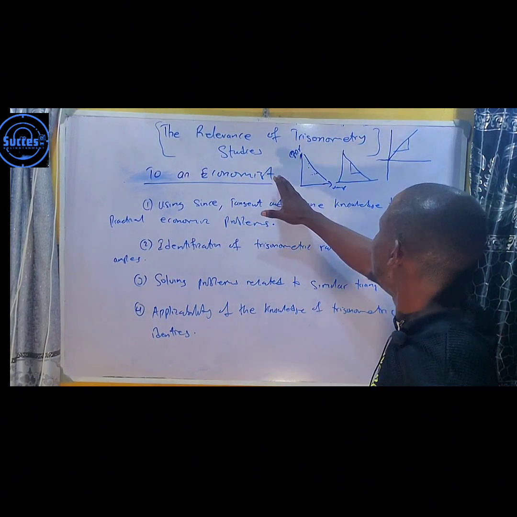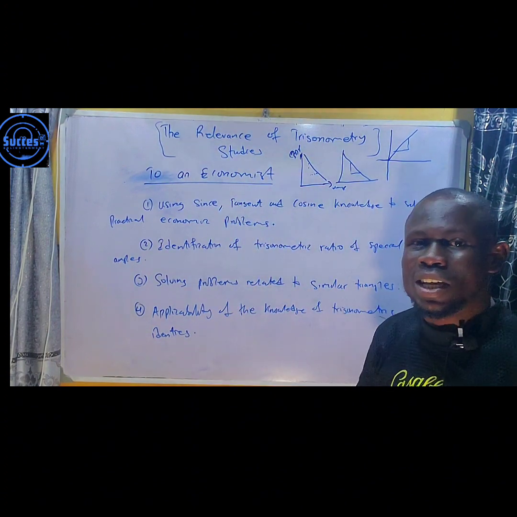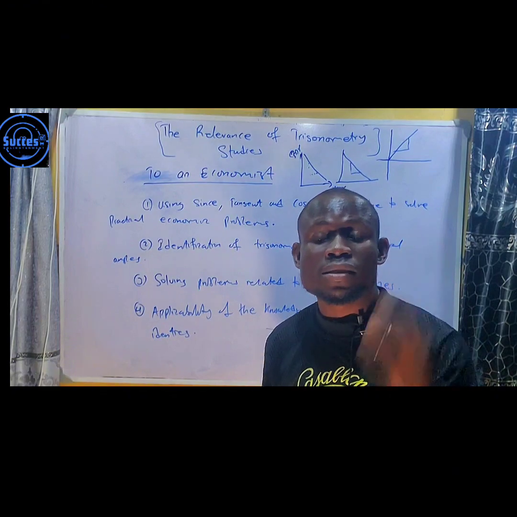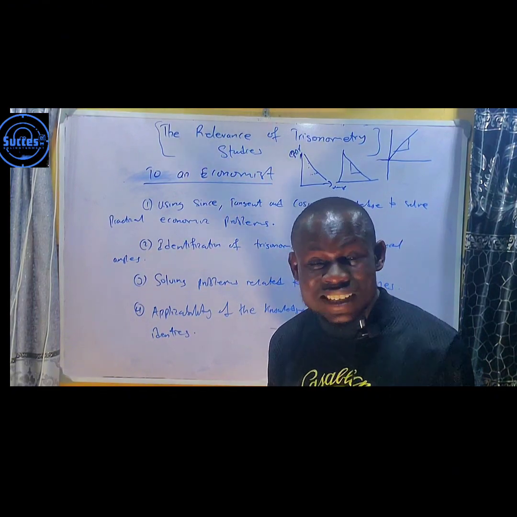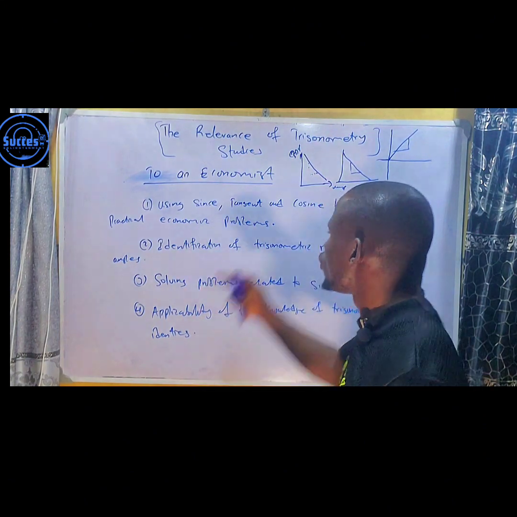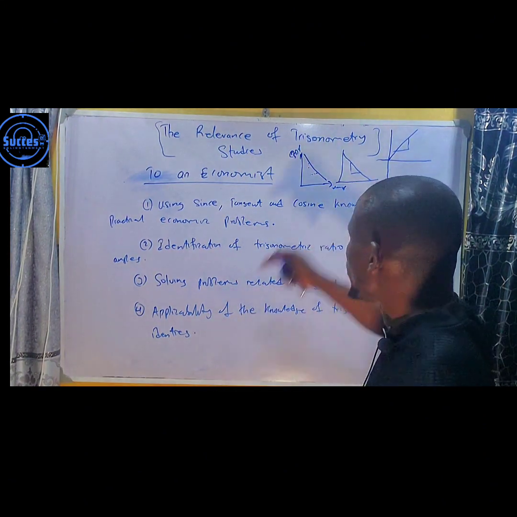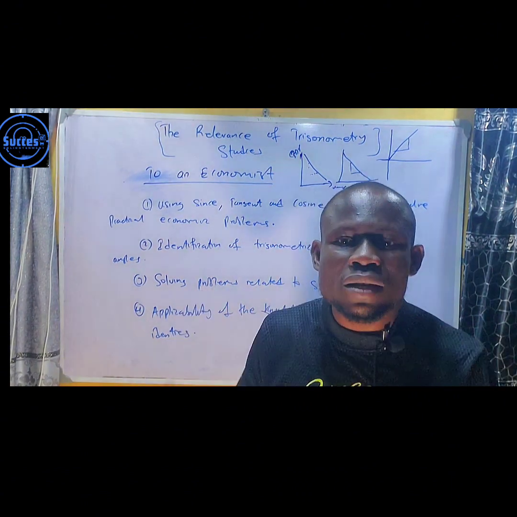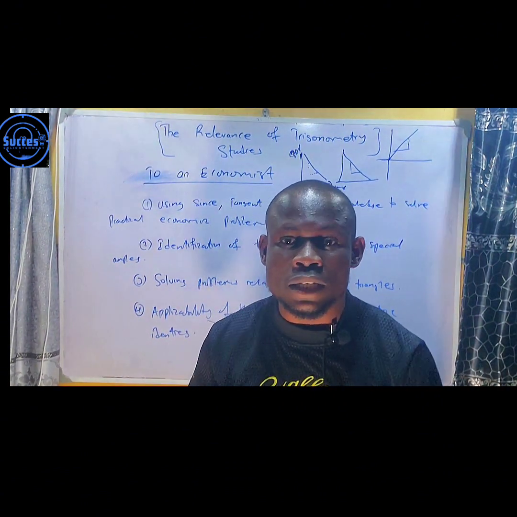So knowledge of trigonometry is very important in economics, because the explanation of the relationship between sine, tangent, and cosine in a right angle triangle is very useful in solving real world economic problems. Also, the identification of the trigonometric ratios of special angles makes econometrics analysis easier.